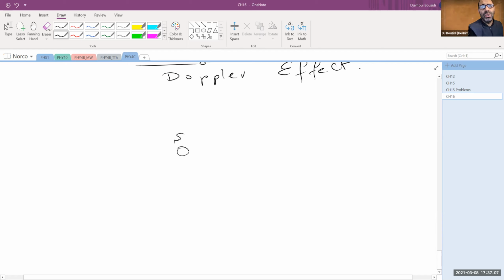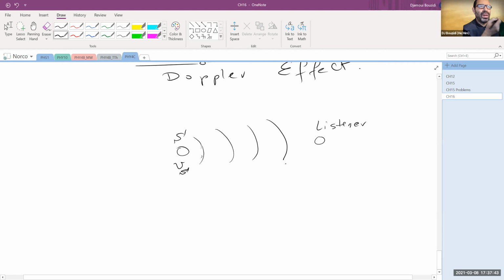So here is a source and it's emitting waves. The source can move and its velocity can be Vs in this case, okay? The person who's listening to it is here and can also potentially move. So this is the person, the listener, a receiver in general, okay?